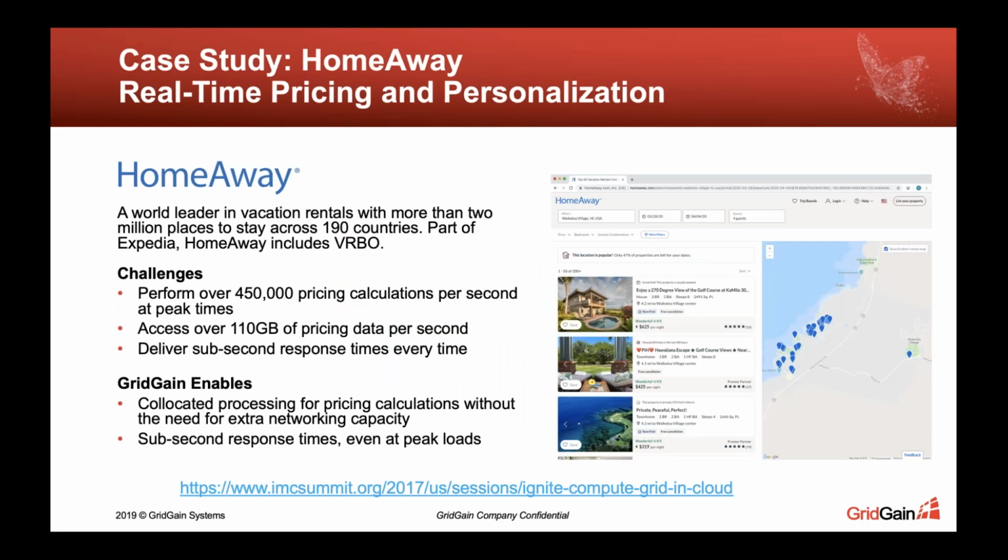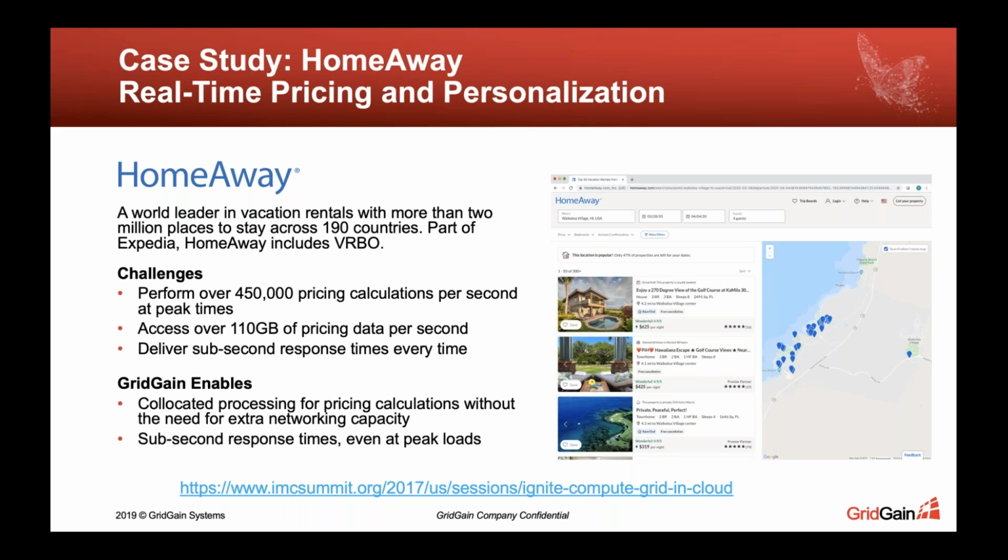HomeAway, which is part of Expedia, it's VRBO. If you've ever used vacation rental by owner, they realized this pretty early on. They were performing somewhere around 500,000 pricing calculations. This was a few years ago, so they're probably well over 500,000 pricing calculations per second now at peak times. These were initially micro batches of 200 calculations, and there were 2,300 batches at a time. So something like 460,000 calculations.